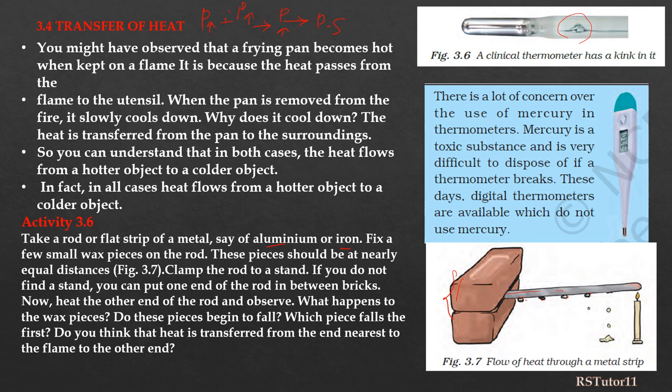Now heat the other end of the rod and observe what happens to the wax. See, you're heating this end, right? But it is affecting these parts in between the rod. Are you understanding? So when you're heating this, there is a transfer of heat to the colder part of the rod. Here is a transfer of heat. You are heating one end which is hotter, and the heat is getting transferred to the other end of the rod, that is the colder part.